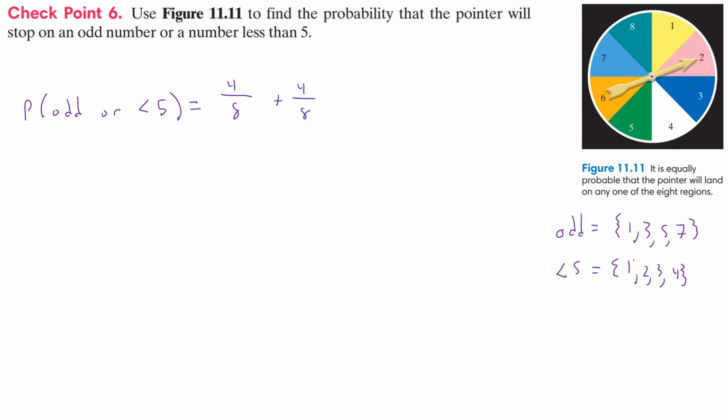Now, are there any that are the same? Well, yeah, there's going to be the 1 and the 3. And so we're going to subtract off 2 out of 8. So we have 8 minus 2, so it's going to be 6 out of 8. So that's going to be 3 out of 4. Okay, so the probability that it's odd or less than 5 is going to be 3/4. And again, I'm going to leave it as the fraction there.